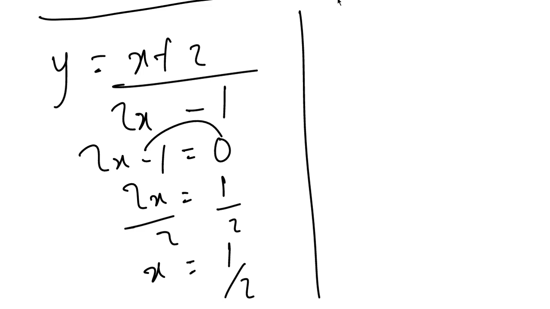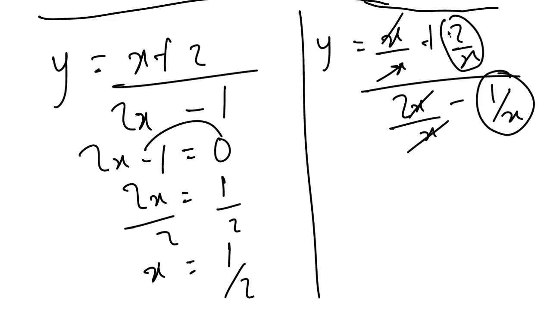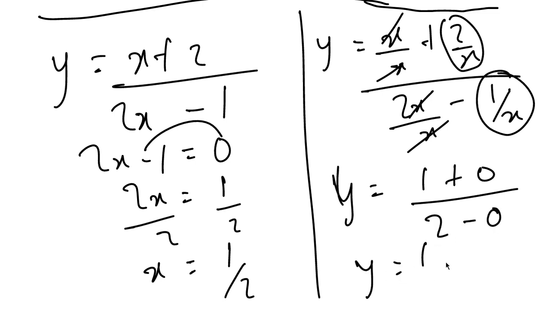Right? And then the horizontal, divide through by the highest power, which is x. x over x plus 2 over x, all over 2x over x minus 1 over x. And then you see that these two have x underneath, right? So their limit is going to be 0. So y will be equal to 1 plus 0 all over 2 minus 0, which is what? So it has a horizontal asymptote at y equal to half.